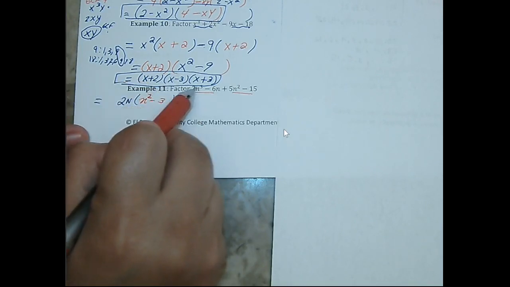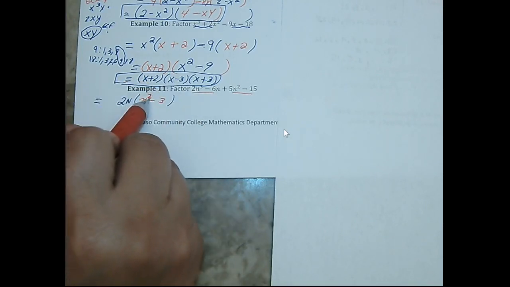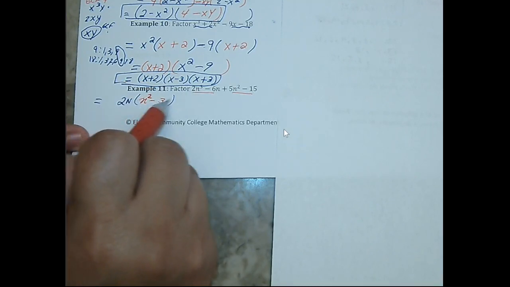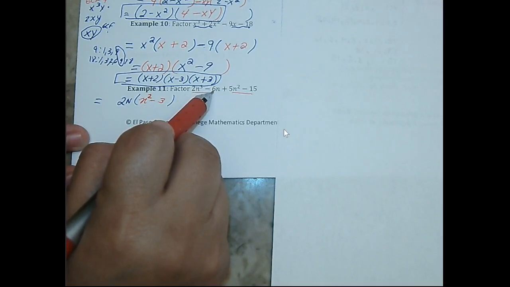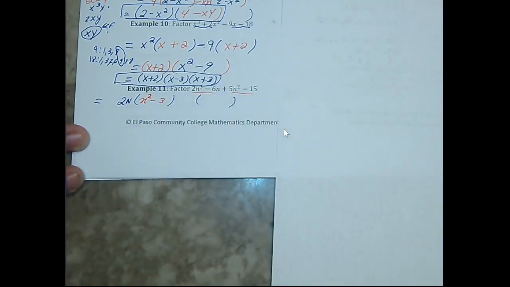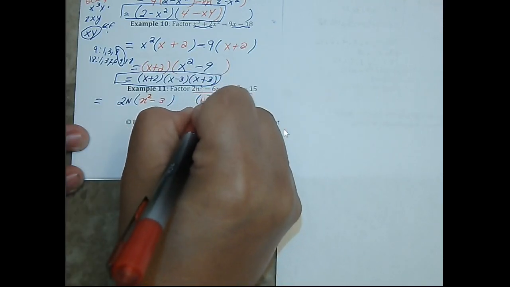So 2n times n squared is 2n cubed. And 2n times 3 is going to be negative 6n. So we're hoping that in here, we end up with the same n squared minus 3.